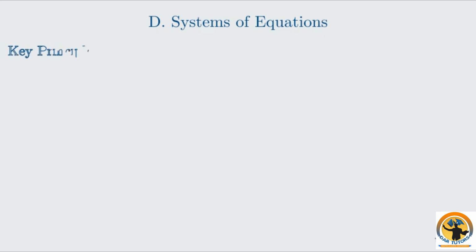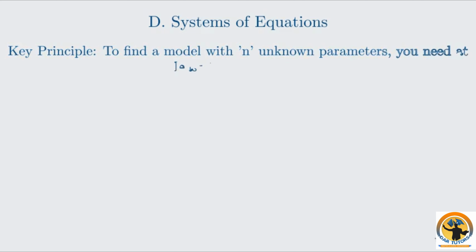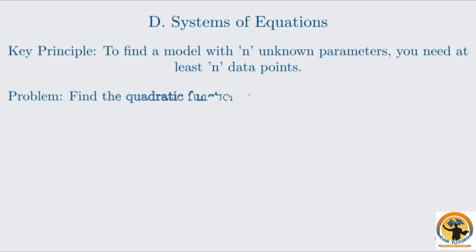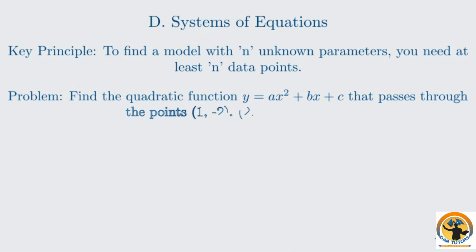The key principle is that to find a model with a certain number of unknown coefficients or parameters, you need at least that many data points. Let's demonstrate with an example. Suppose we want to find the equation of a quadratic function that passes through 3 specific points. We know a quadratic has the form y equals ax² plus bx plus c. This model has 3 unknown parameters, a, b, and c. Therefore, we need 3 data points.